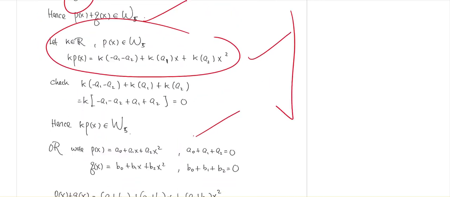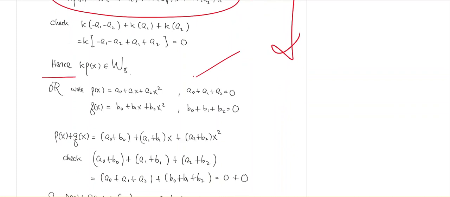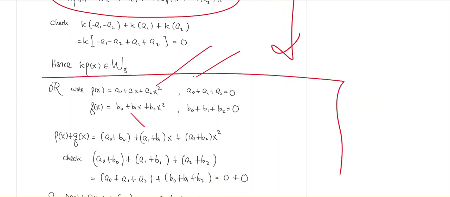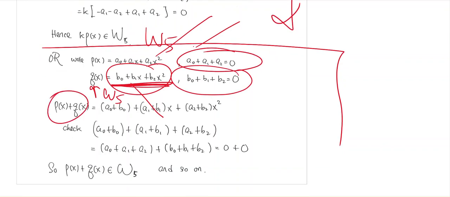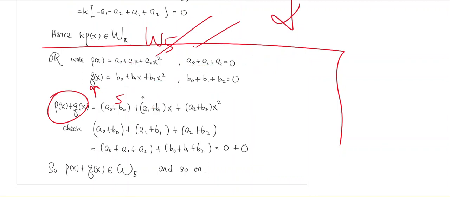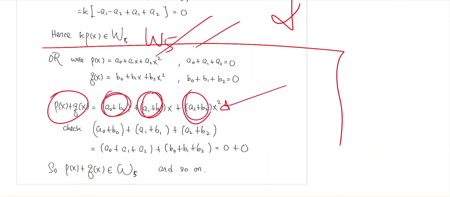Now, if you're not happy with this, as I said, you can just do it this way. So P looks like this, Q looks like this. You take these 2 things from W5, then A0, A1, A2 are not any numbers. They are only those 3 numbers that give you a sum equal to 0. Same thing here. If you take Q from W5, then your Q looks like this, and B0, B1, B2 have to add up to 0. And then you see what happens if you add them. Obviously, after you add them, you have something that looks like this. So whether or not this is in W5, you have to verify whether the coefficients here add up to 0.